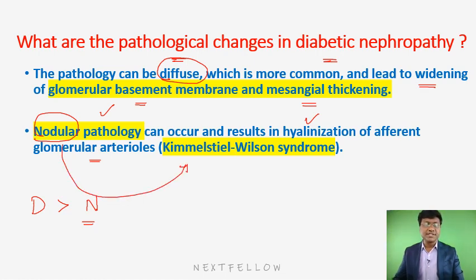Those nodular lesions are called Kimmelstiel-Wilson syndrome or Kimmelstiel-Wilson lesions. And these Kimmelstiel-Wilson lesions, let me tell you, are pathognomonic of diabetes mellitus or diabetic nephropathy. But diffuse changes are more common compared to nodular, and the diffuse changes will be in the form of glomerular basement membrane thickening and mesangial thickening.